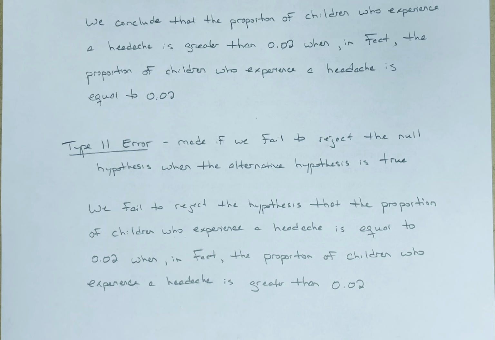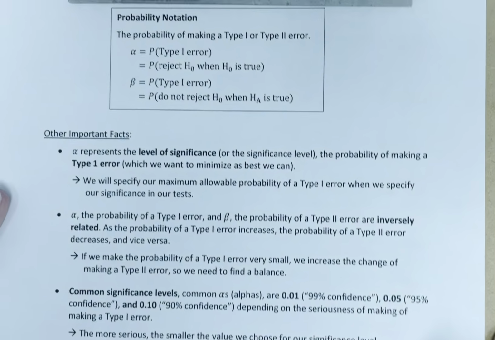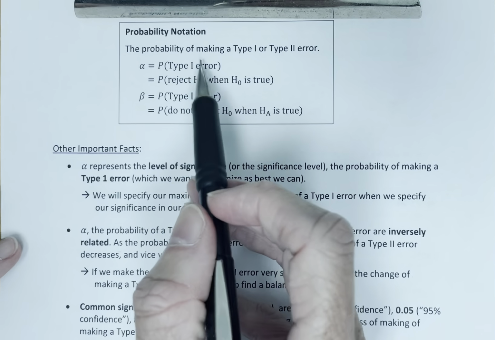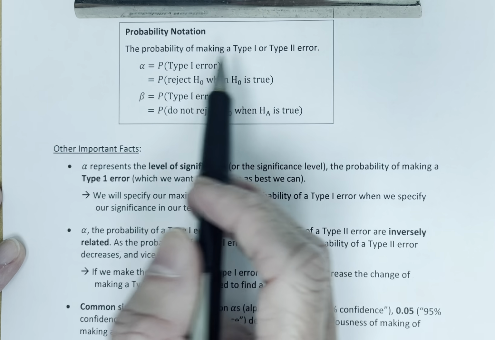Take some time to go back over this and some wording, and as you do your homework, take some time to write things down, note the wording. There's a lot here, and it takes a fair amount of time to get used to it all. All right, let's talk about some notation, some probability notation that goes along with our hypothesis testing. Okay, the probability of making a type 1 or a type 2 error.